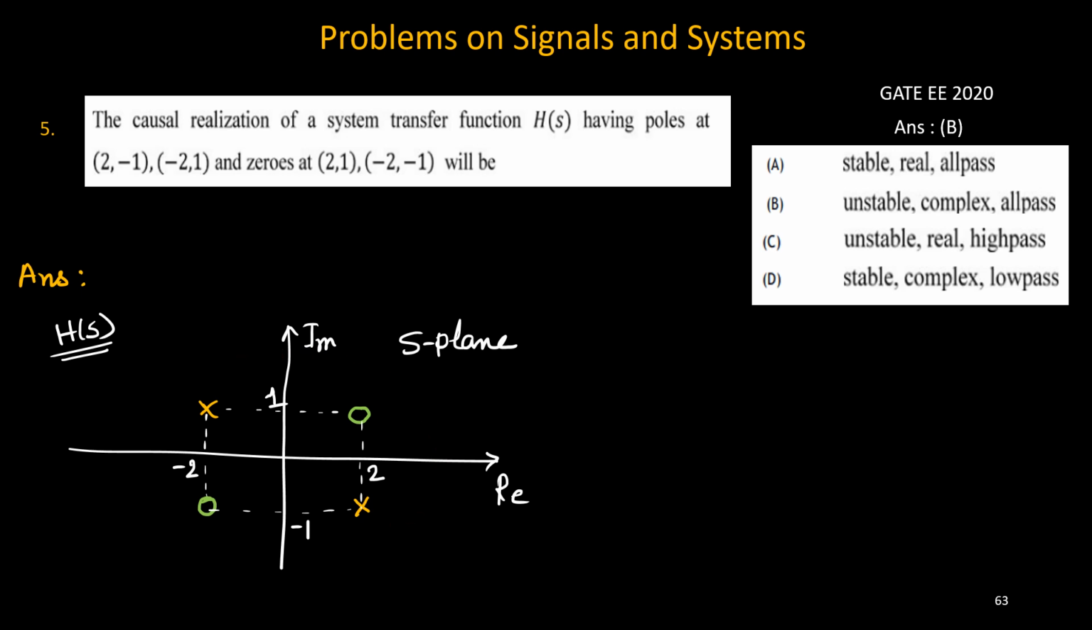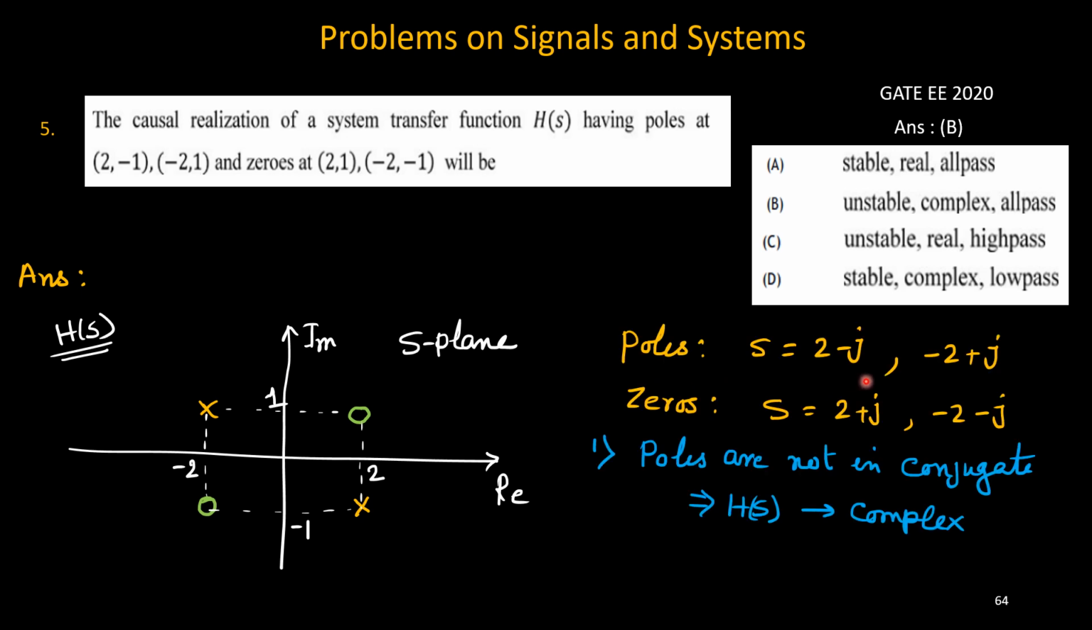Now we need to identify whether this is stable, unstable, real or complex, or what type of filter it is. Okay. So you can see that poles are at these two locations, 2 minus j and minus 2 plus j. Zeros are 2 plus j and minus 2 minus j. Now poles are not in conjugate form, because these two are not conjugate. Rather, they are opposite to each other, sign change only. I can take the minus sign common with 2 minus j again. So one pole is here, one pole is here. They are not conjugate. If it is conjugate, the real parts should be the same, and for the imaginary parts one is positive, the other is negative. But this is not the case. So these two poles are not in conjugate form. Similarly, two zeros are also not in conjugate form.